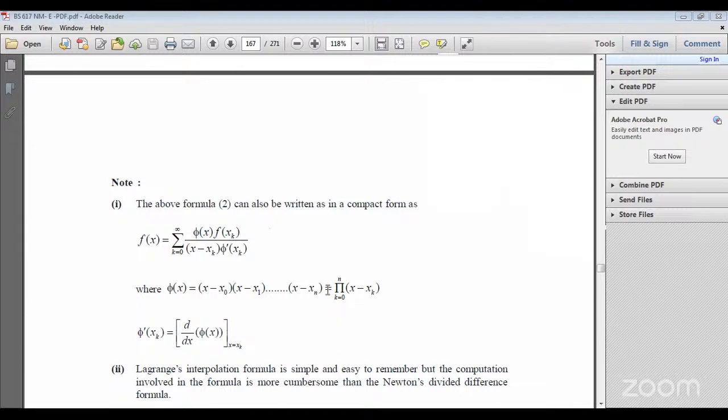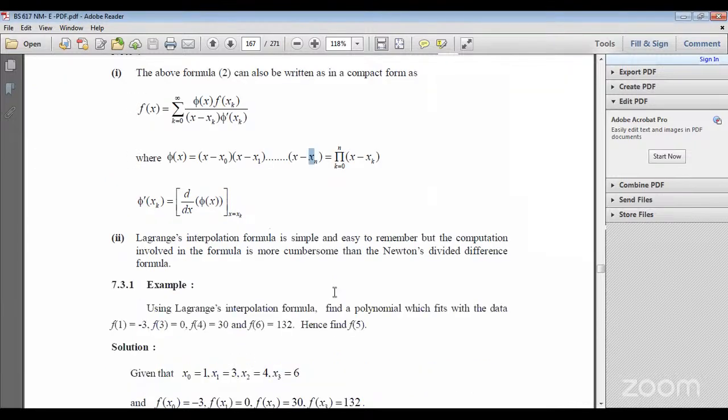This is the Lagrange interpolation formula, simple and easy to remember, but the computation involved in the formula is more cumbersome than the Newton divided difference formula.